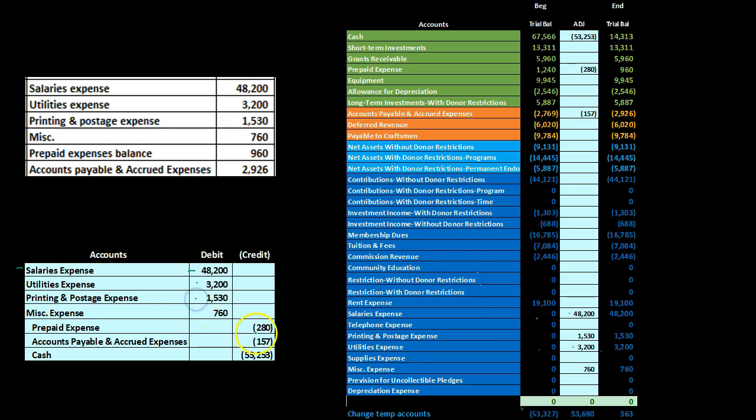Then we have the printing and postage. The printing and postage is here. It's going to be increasing in the debit direction. Then we have the miscellaneous expense. The miscellaneous expense also increasing in the debit direction.